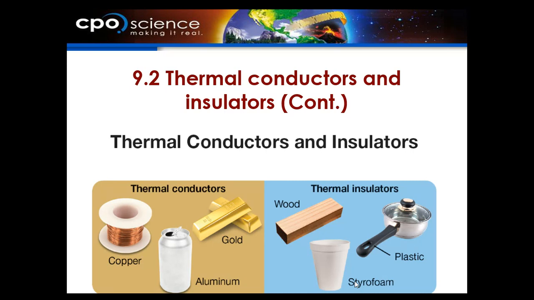Okay? Typical conductors are going to be metals: copper, gold, aluminum. Those are your typical conductors that we're going to use. Insulators are going to be things that do not let that heat transfer. So styrofoam, plastic, wood, those are good insulators.